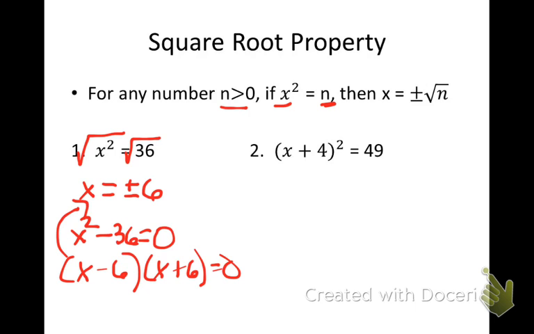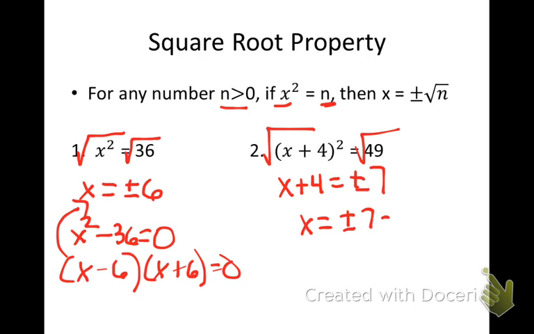So to do number 2, it is a perfect square equal to another number that's greater than 0. So we're going to take the square root of each side. We're going to get x plus 4 equals plus or minus 7. So here we would have to subtract 4 from each side and get plus or minus 7 minus 4 as the solution. So we do need to simplify that. 7 minus 4 would be 3. And negative 7 minus 4 would be negative 11.